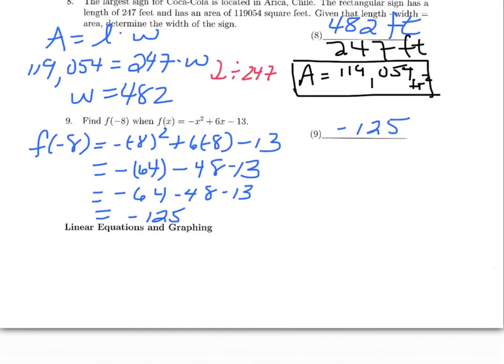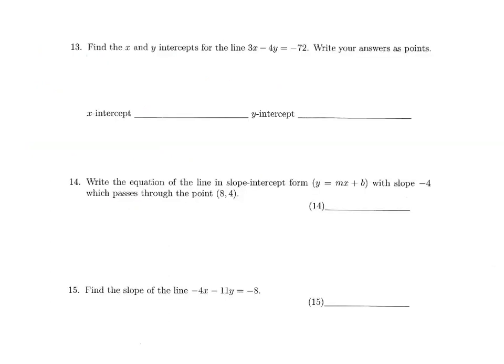And that's it on this page. Let's go to the next one. Find the x and y intercepts for this line. Write your answers as points. So that's crucial. Write your answers as points. This is one easy way to get something marked wrong for this gateway.